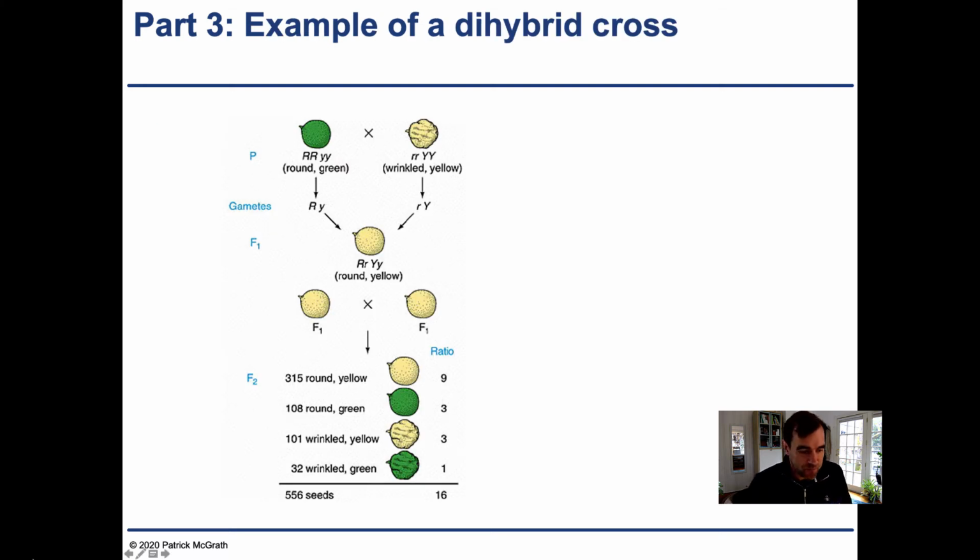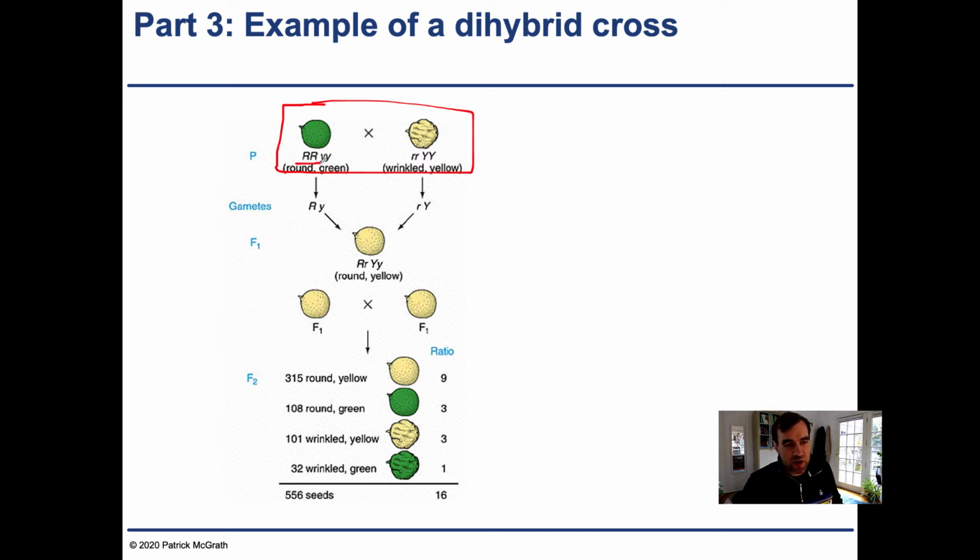So we did the monohybrid cross, and we said that the parents differed only at one character. Now we have parents that differ at two characters. The seed shape: in one case you have smooth, and in the other case you have wrinkled, and then the seed color: one is green and one is yellow. So there are two different characters that are distinct between these two parents, and this is a dihybrid cross.